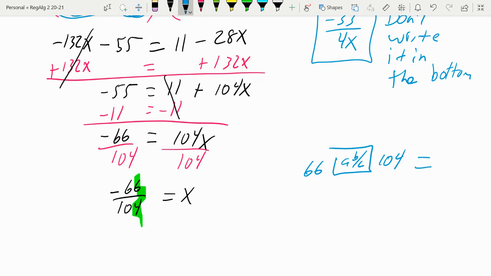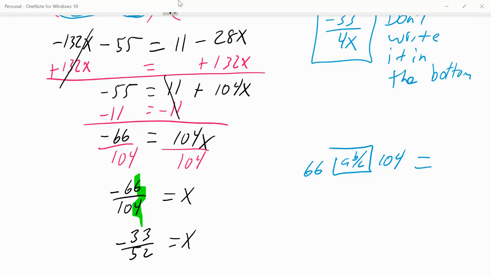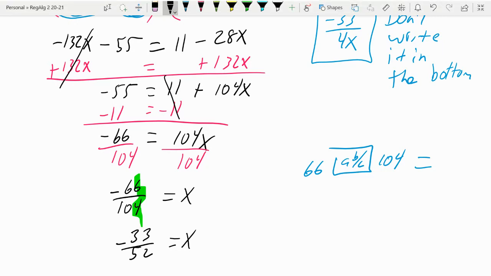And this time, the calculator is just going to spit it out. It's not going to be an improper fraction. So the calculator is going to spit out negative 33 over 52. Let me at least make this look like a 3. So again, negative 33 over 52. I hope this helps. Please make sure you're asking questions.